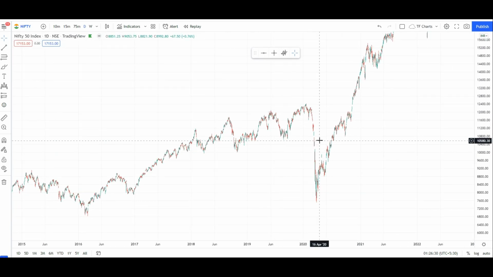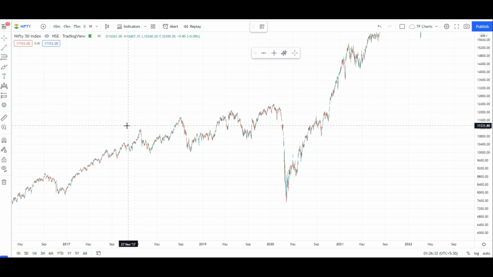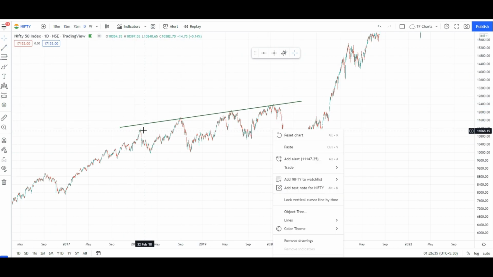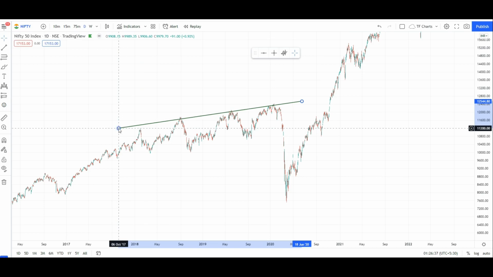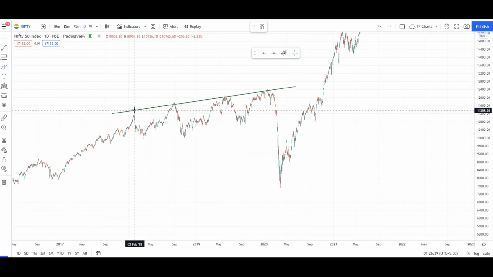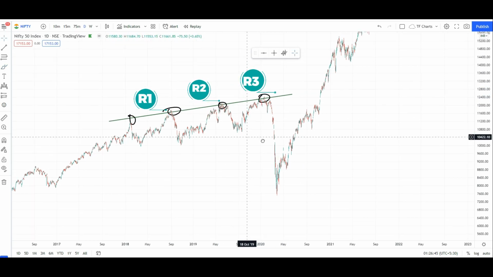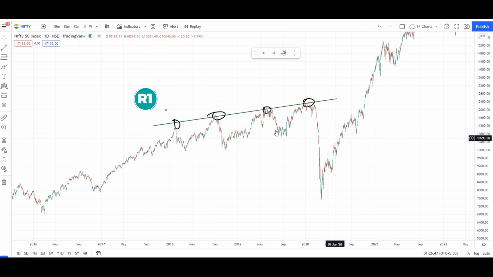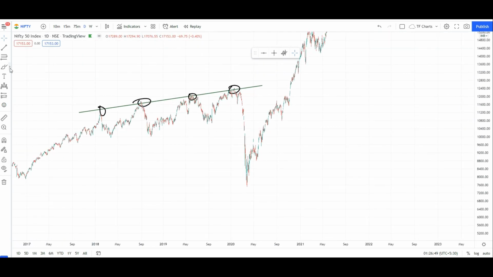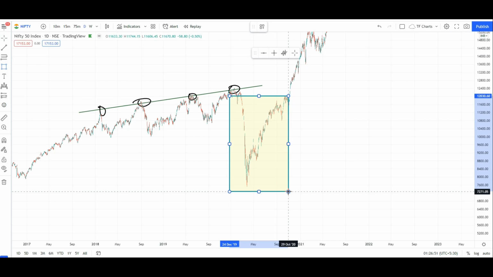First of all, let's zoom out till 2017. What I'm seeing here is a clear resistance from 2017 to 2020 levels. Nifty has respected these resistance zones clearly, as we can see the rejection here. I mean the selling pressure at these levels from resistance 1, resistance 2 and resistance 3 levels here. And this huge fall is the corona fall where markets crashed like hell.